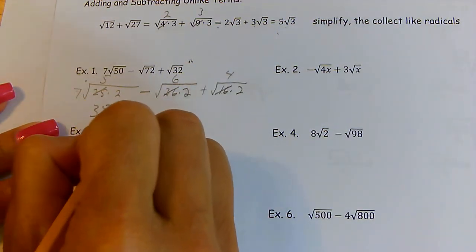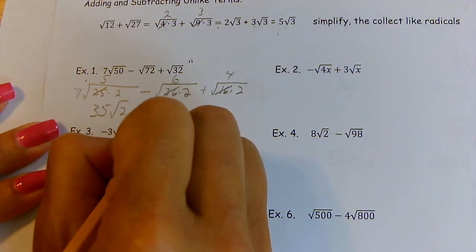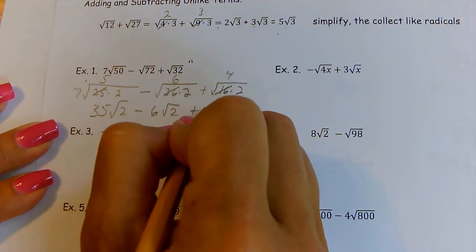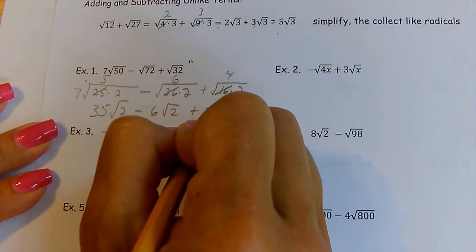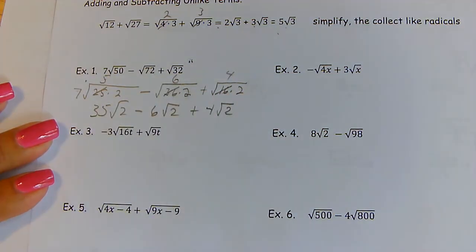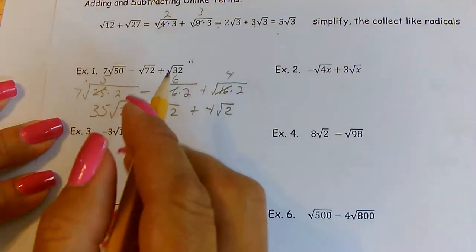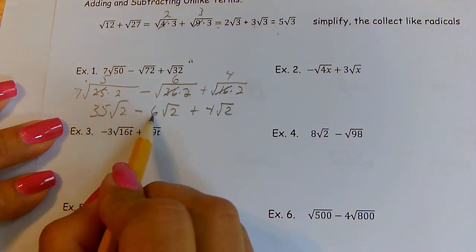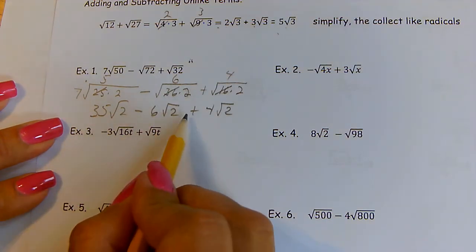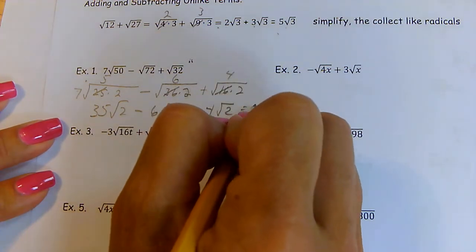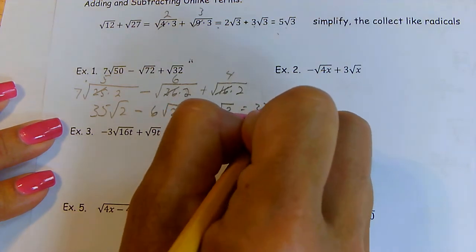35 square roots of 2 minus 6 square roots of 2 plus 4 square roots of 2. So 35 minus 6 is 29 plus 4 is 33 square roots of 2.